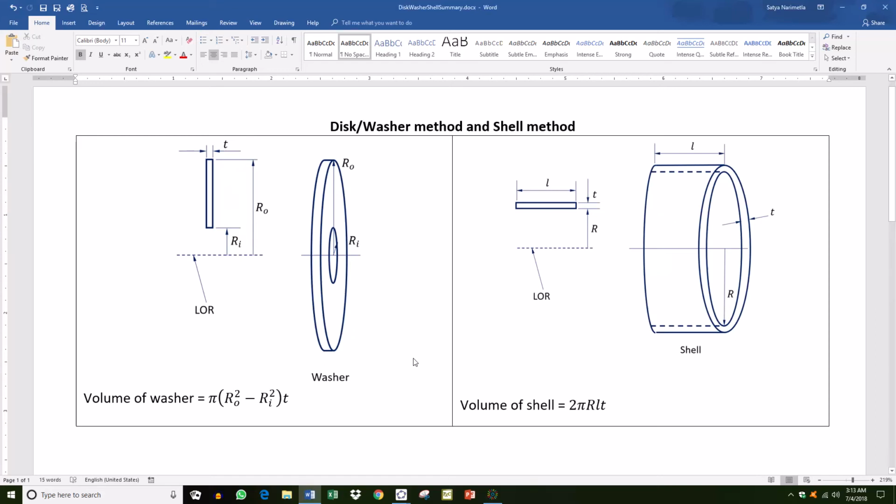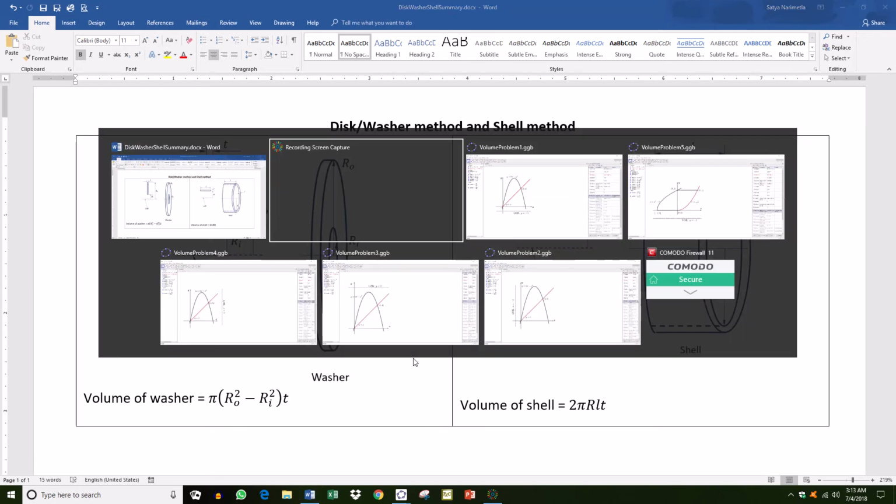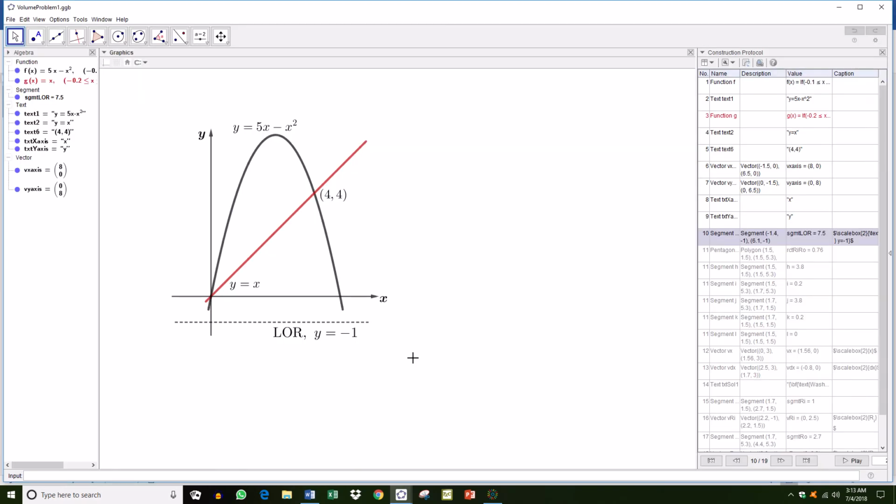Welcome to part two of Volumes of Solids of Revolution. In this second part, I'm going to actually solve quite a few problems. For example, the first problem that I'll solve is this one. I'll show you exactly how to work this out.